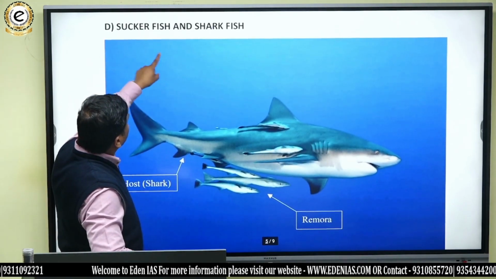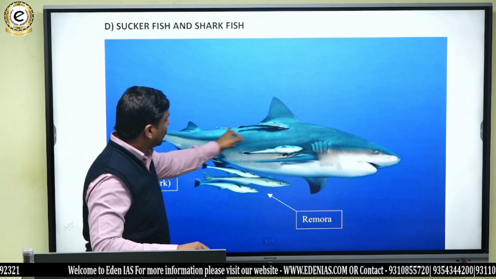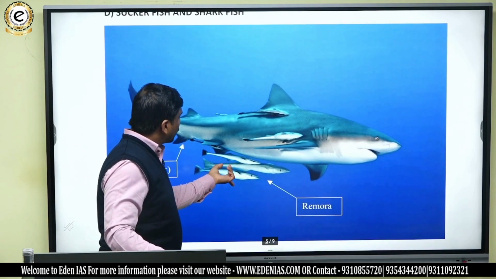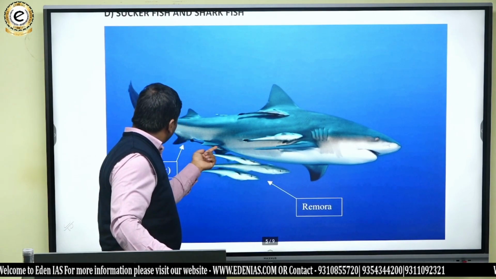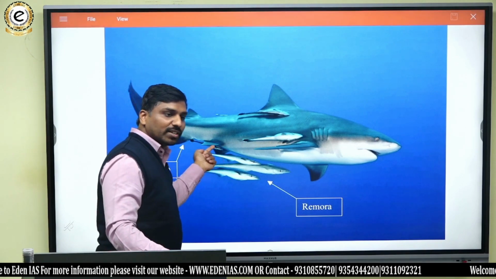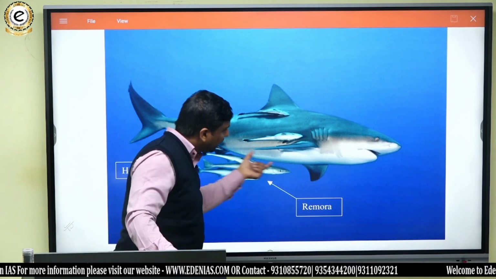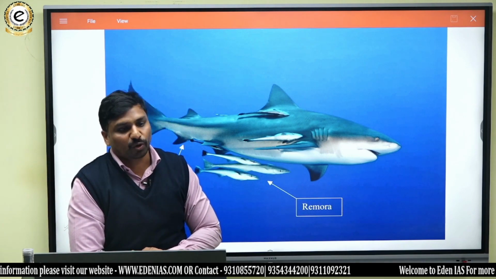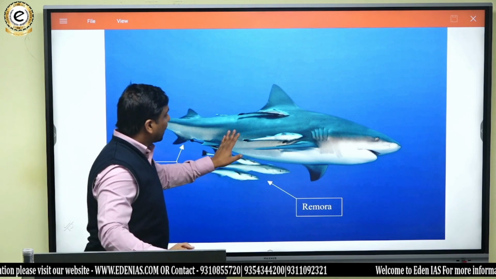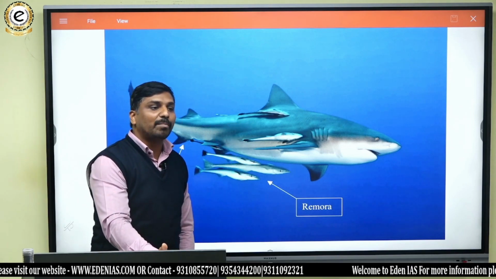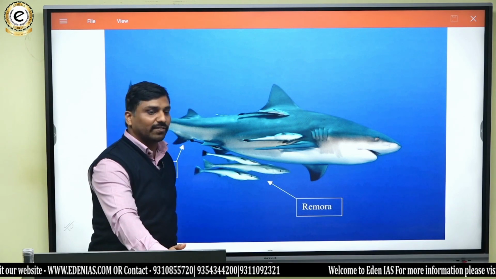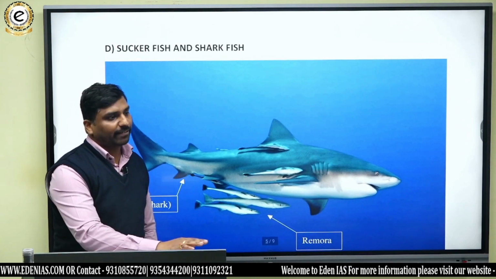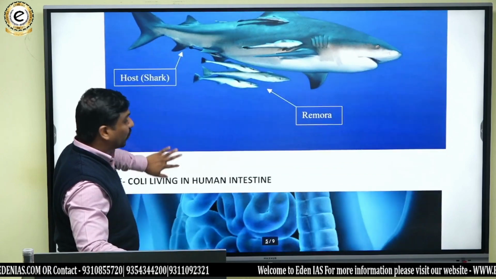Then can you see suckerfish and shark? So this is the shark and this is the suckerfish. The suckerfish will just get attached to the base of the shark and it gets its protection and its locomotion, transportation, everything would be done, whereas the shark will not have any harm or benefit out of this suckerfish. So this is another example for commensalism, shark and suckerfish. Okay, is this clear?